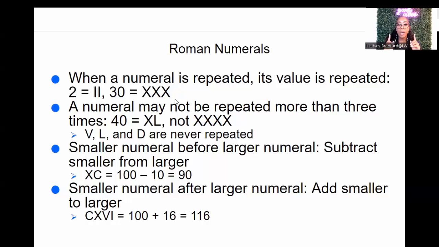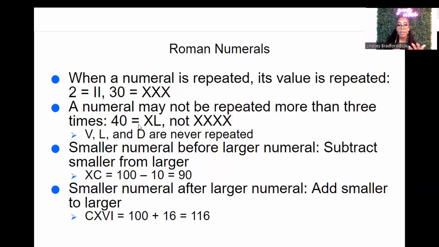One thing to keep in mind is that a numeral may not be repeated more than three times. So 40 is XL, not XXXX. In clothes we can say 4X or 5X, 3X, 2X, but in this particular manner, you're not going to think about it that way for 40. It's going to be XL, okay?